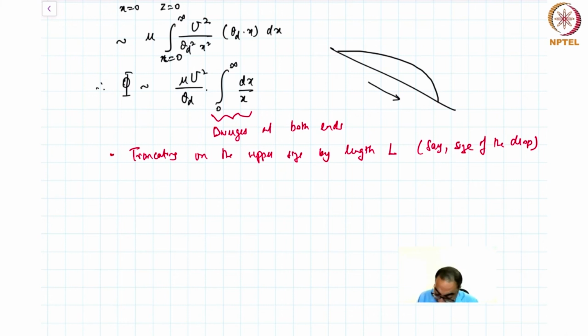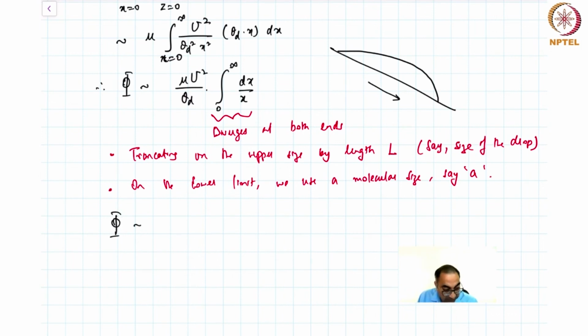And on the lower side, on the lower limit, we use a molecular size, say A, and we'll come to what this molecular size could be. So if you write down this quantity, then we simply have mu u square by dx. Now you have the integral from A to L of dx by x.